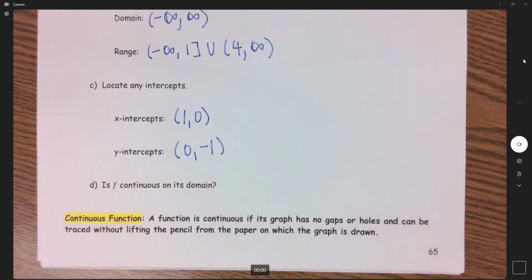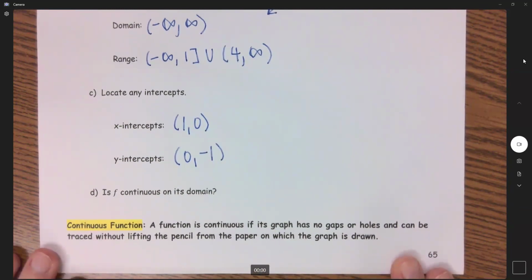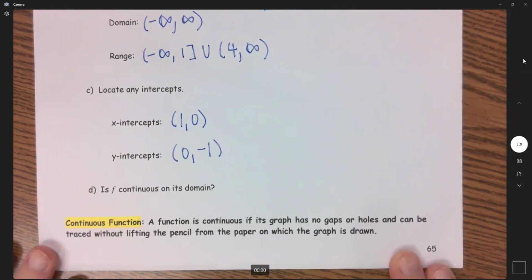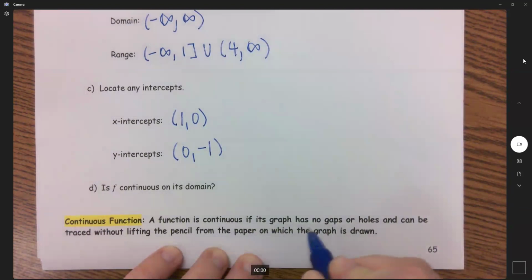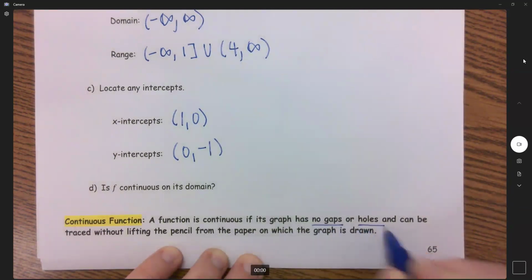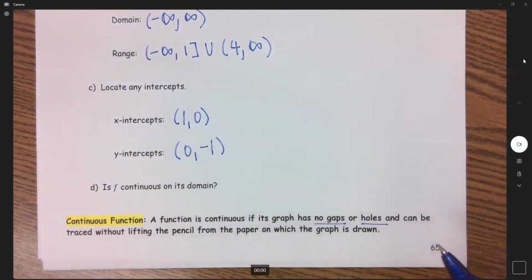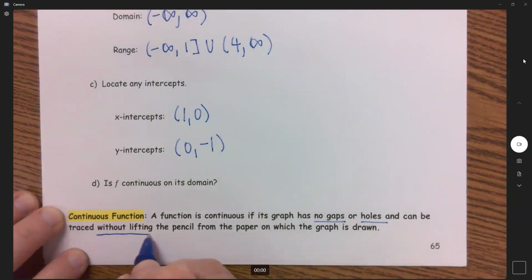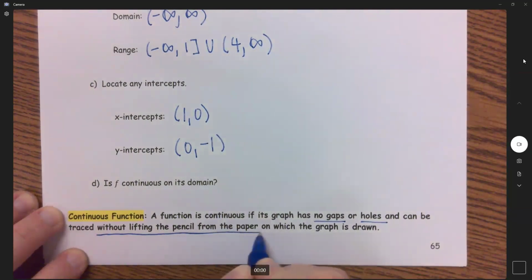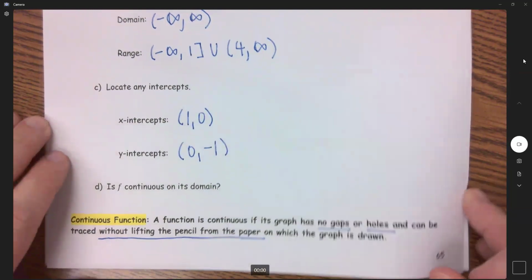Now, the last thing it's going to ask is if f, your function, is continuous on its domain. So what does continuous mean? Here's your definition for a continuous function. It says a function is continuous if its graph has no gaps or holes, and I guess maybe what we should have only underlined, can be traced without lifting the pencil from the paper on which the graph is drawn.